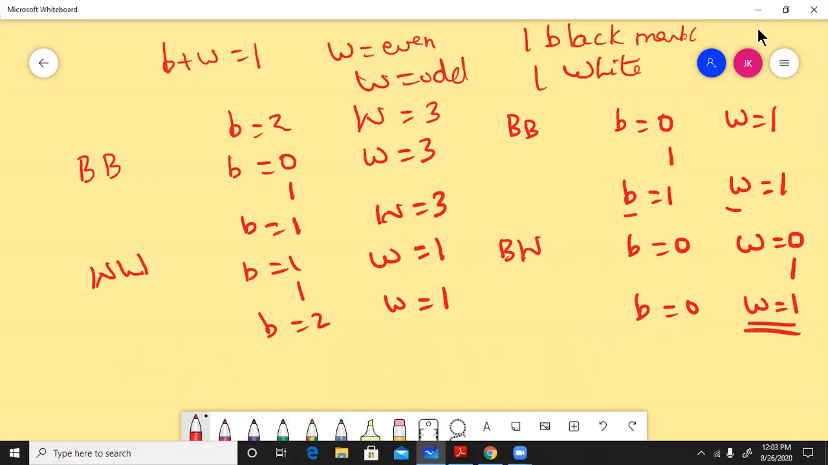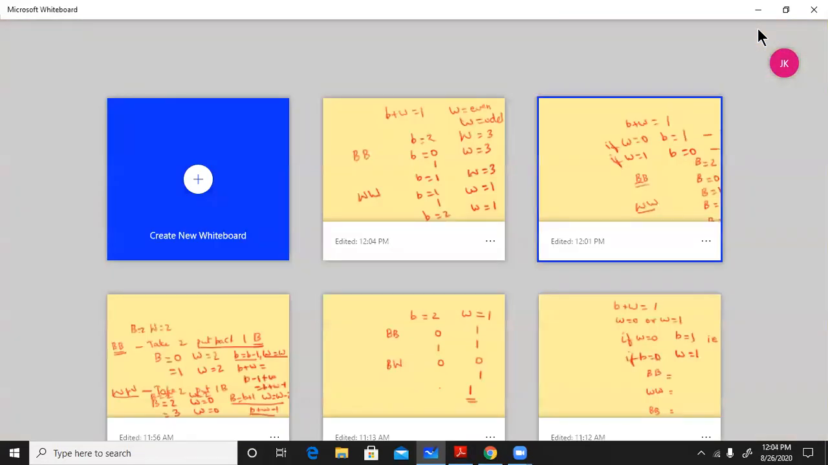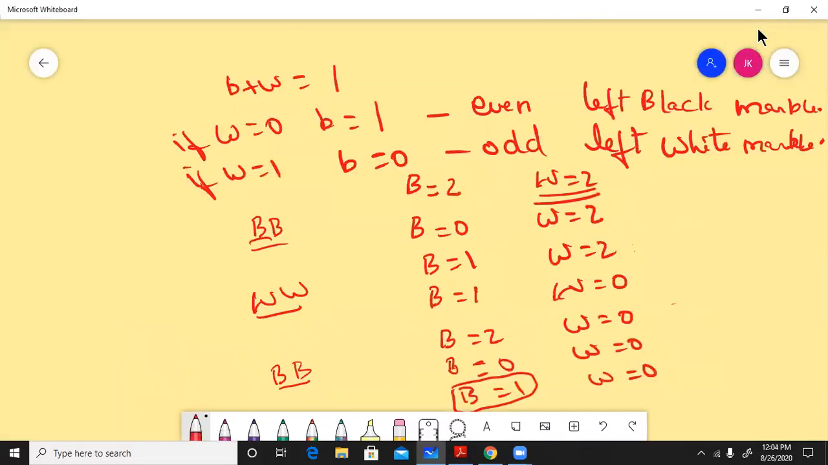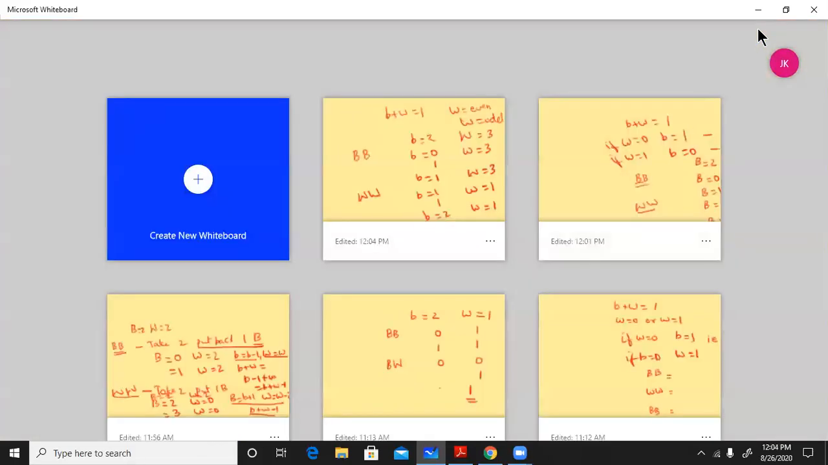So what is the final color of my ball? Is going to be white. When I started with the odd number, I landed with white. When I started with the even number, I ended with black. So this is the explanation.